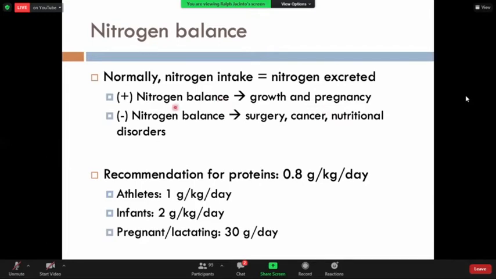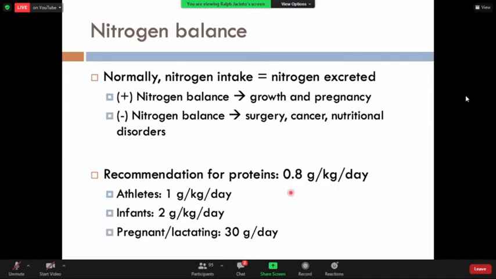Okay. At the same time, on the other hand, a negative nitrogen balance would entail a decrease in intake. So this one is decreased, and this one is increased. Okay, so usually this is seen in conditions wherein patients are unable to eat. Example, after surgeries, in patients with cancer, or in conditions of nutritional disorders.